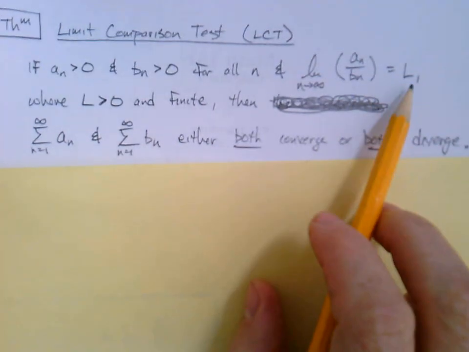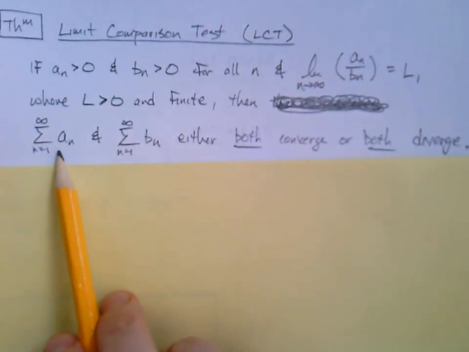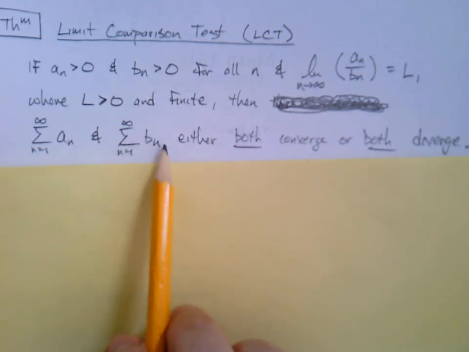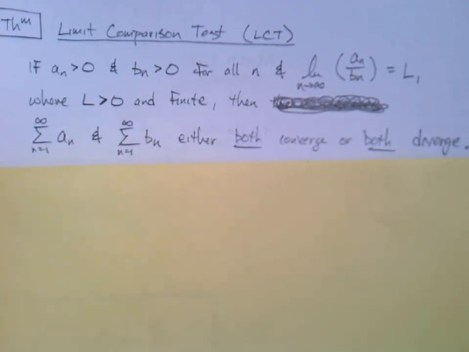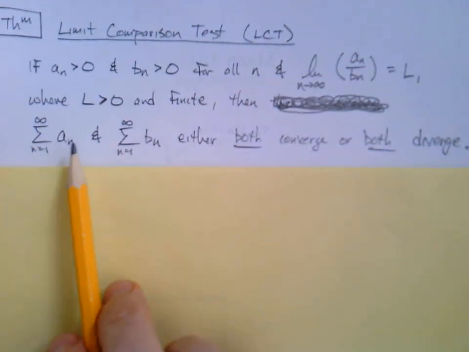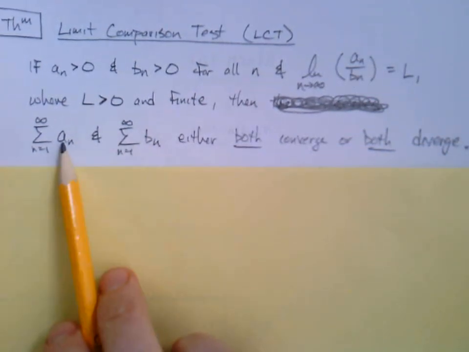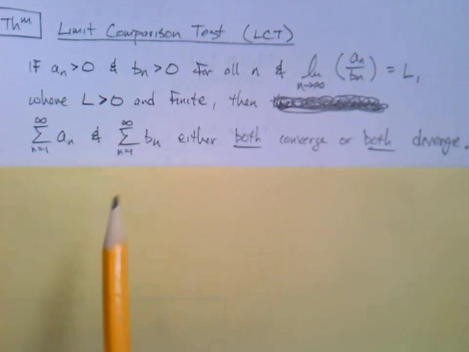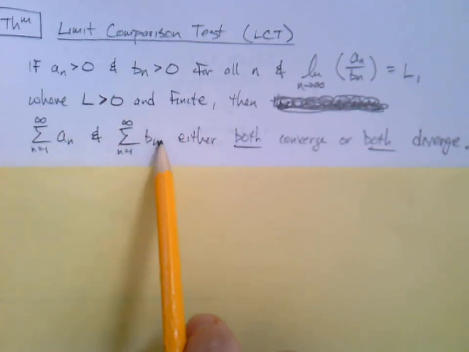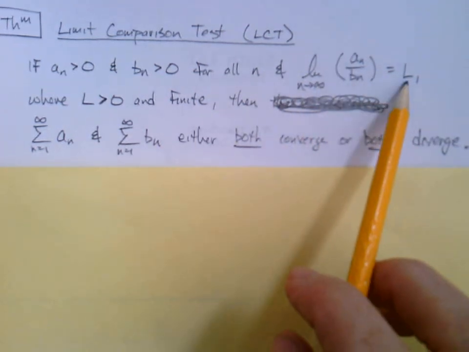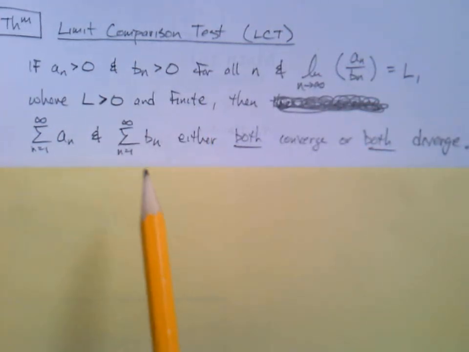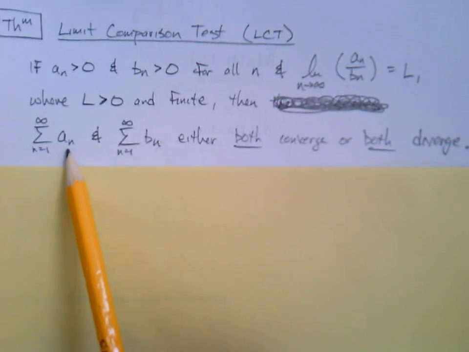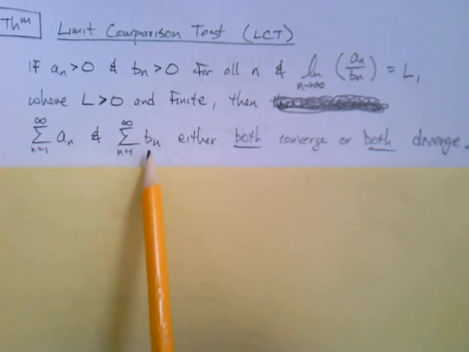If that's all we show, then we know that the two series, the one for a sub n and the one for b sub n, do the same thing. Either they both converge or they both diverge. Now that is really powerful. And you notice we're not even comparing a sub n and b sub n, like which one is bigger, which one is smaller. We're just saying if you've got these two series and you take the limit of this ratio and you get a number that's greater than 0 and finite, then you know they both do the same thing. So if you can say something about one, then you can immediately conclude the same thing about the other, or vice versa.